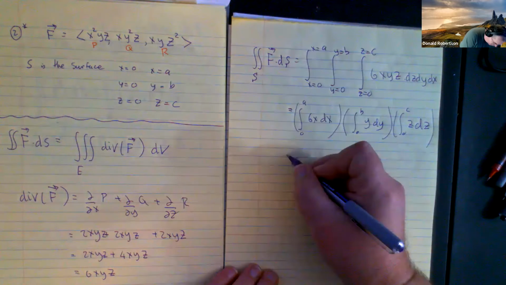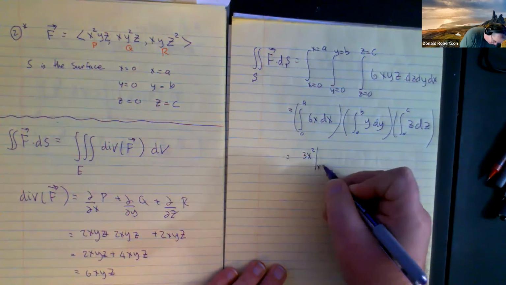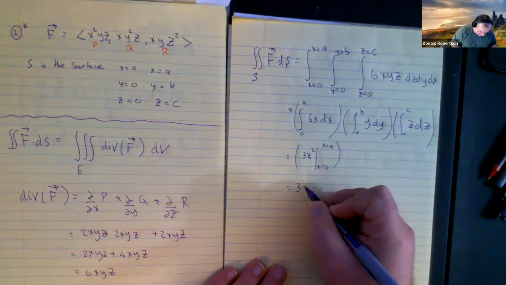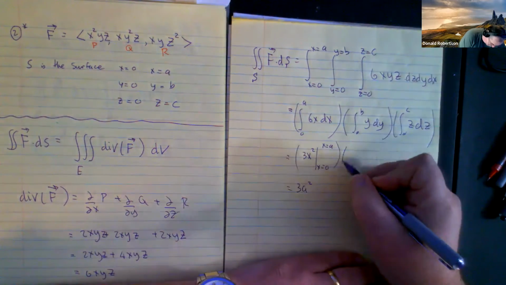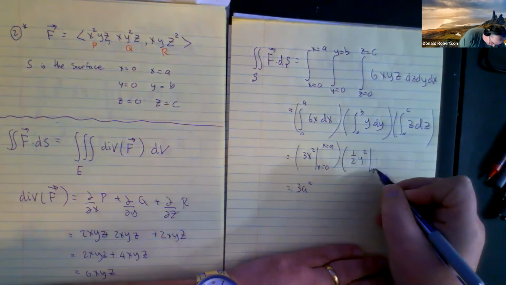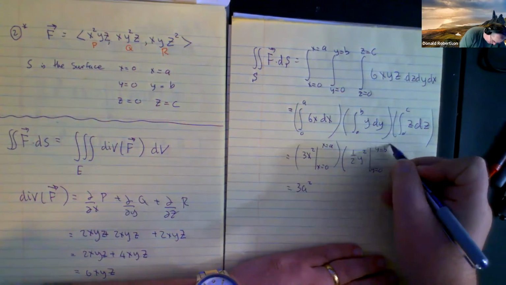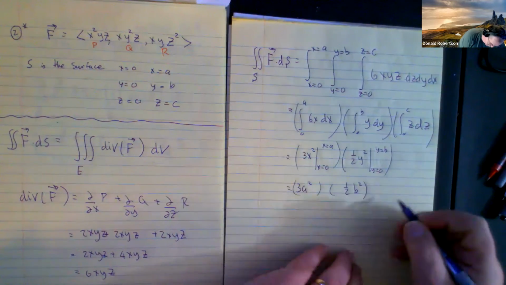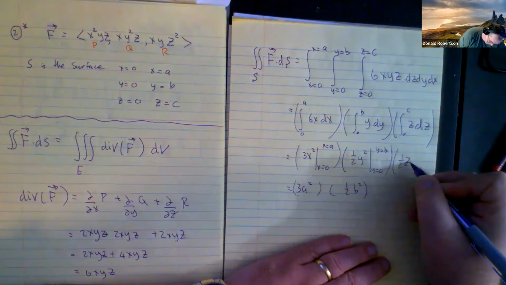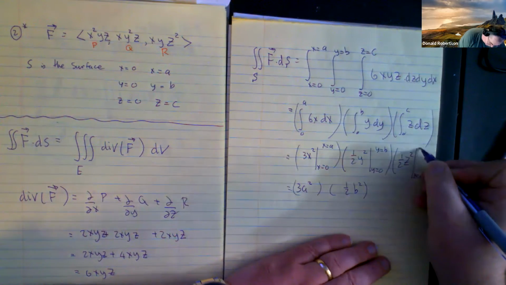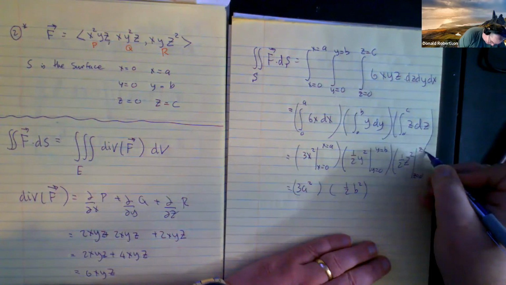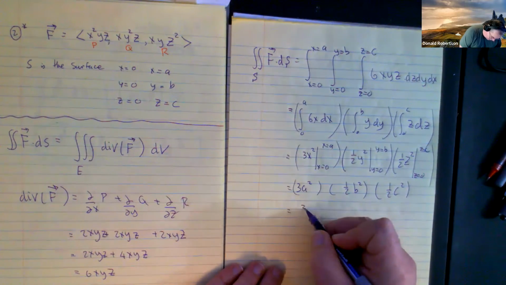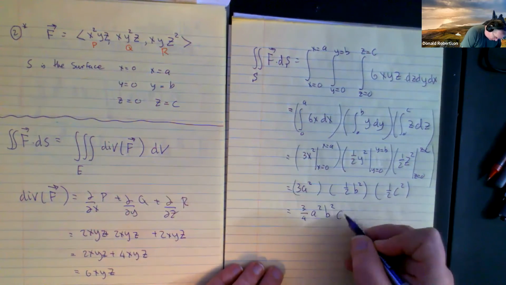So that guy gets you 3x squared evaluated at 0 to a, and that gets you 3a squared. This guy gets you 1/2 y squared evaluated from 0 to b, and that guy gets you 1/2 b squared. And this one gets you 1/2 z squared evaluated from 0 to c, and that guy gets you 1/2 c squared. So it looks like the answer is 3/4 a squared b squared c squared.